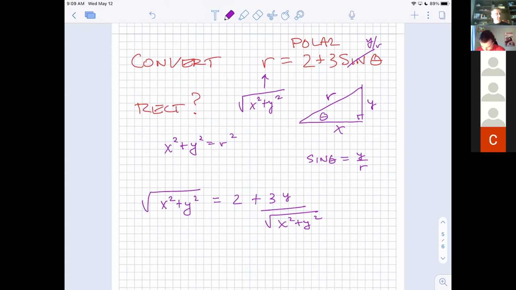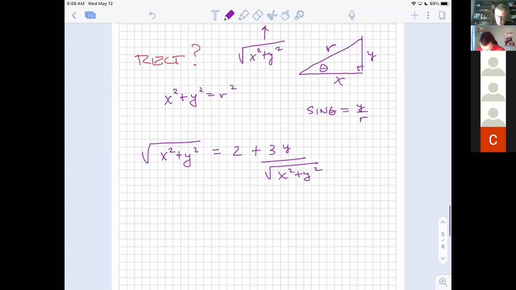And again, I could play around with this and clean it up a little bit if I wanted to. I don't know if this is cleaning it up, but if I multiplied both sides by the square root of x squared plus y squared, notice that does wonderful things on the right.